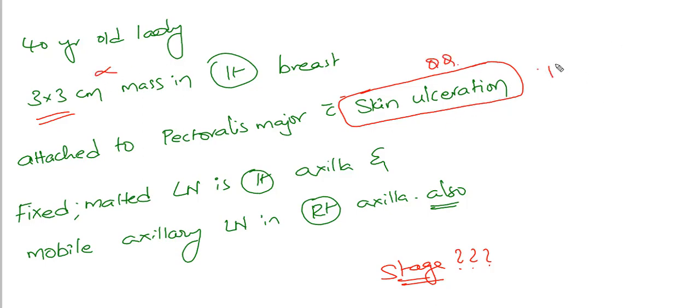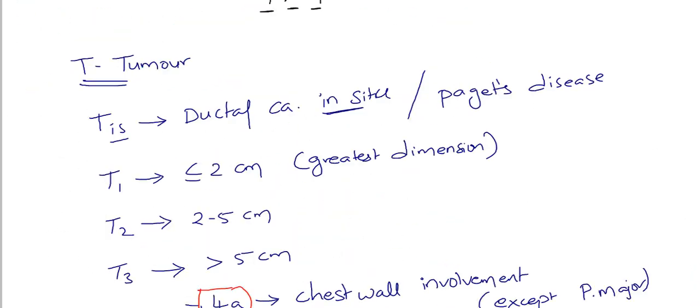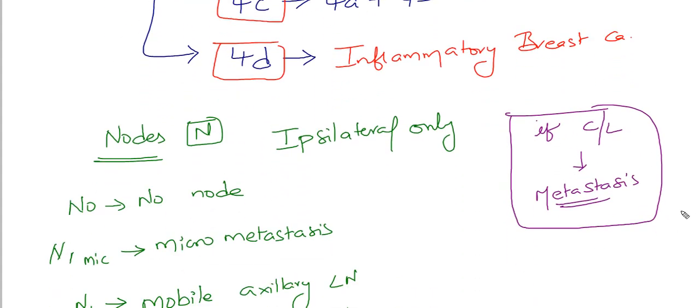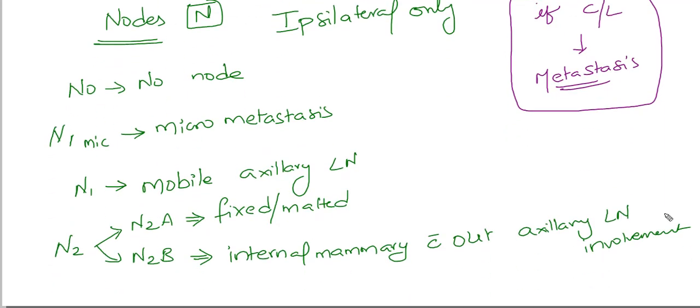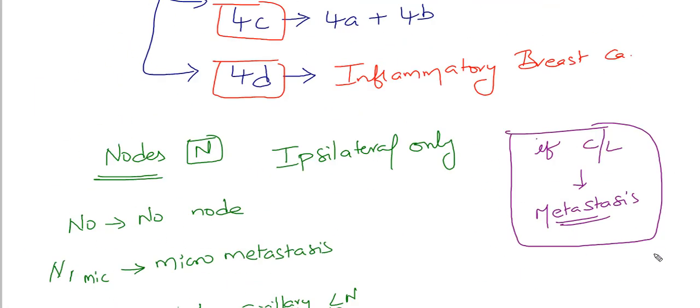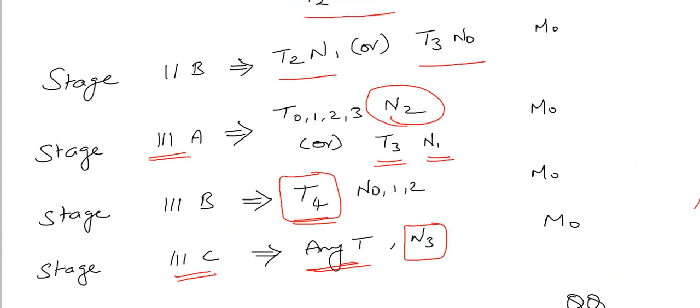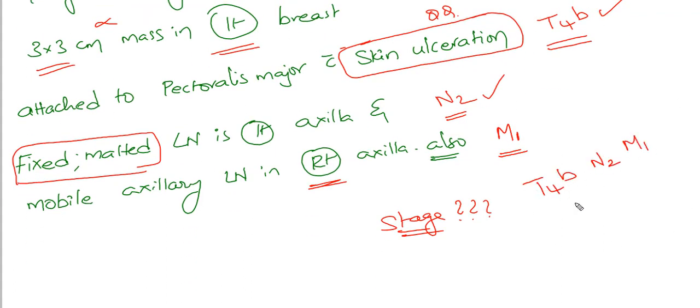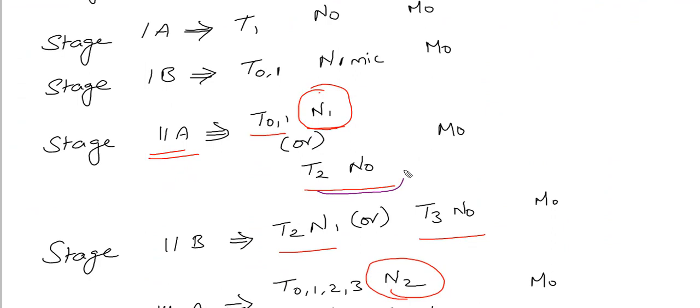Whatever the size is, skin ulceration is involved, and the size is between 2 to 5 cm, so we can say it comes under T4B, ulceration, T4B. Coming to the nodes, if contralateral nodes are involved, metastasis is present, and here ipsilateral fixed and matted axillary lymph nodes are present, that is N2, N2A in particular. And the mobile axillary lymph node on the contralateral side is considered as metastasis. So T4B, N2A and M1, and it comes under stage 4.